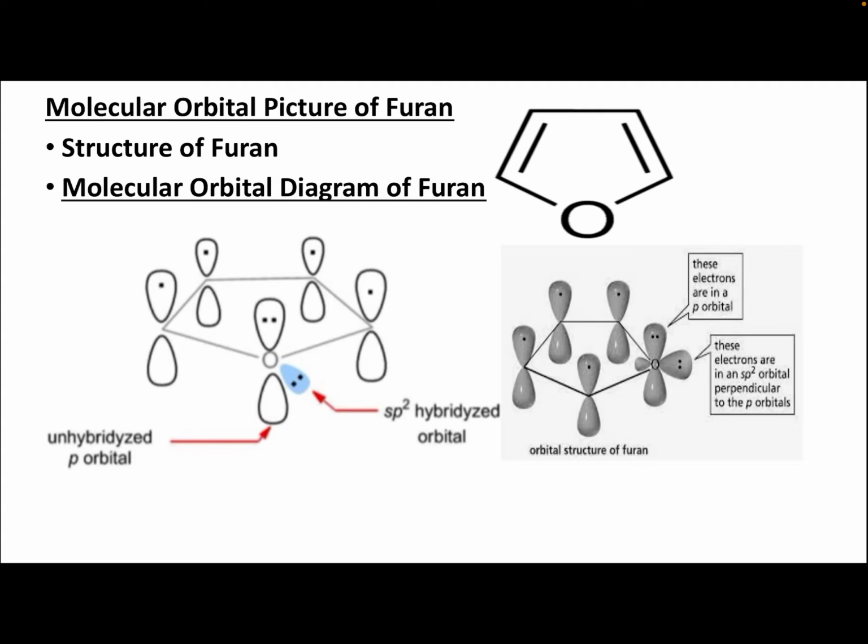It is a 5-membered heterocyclic compound with 4 carbons, 1 oxygen and 4 hydrogens. In the molecular orbital diagram of furan, you can see sp2 hybridization is taking place. We know sp2 gives 3 hybrid orbitals, and one 2pz unhybridized orbital is there. In the diagram, the unhybridized pz orbital on each carbon has 1 electron, and on oxygen there are 2 electrons.